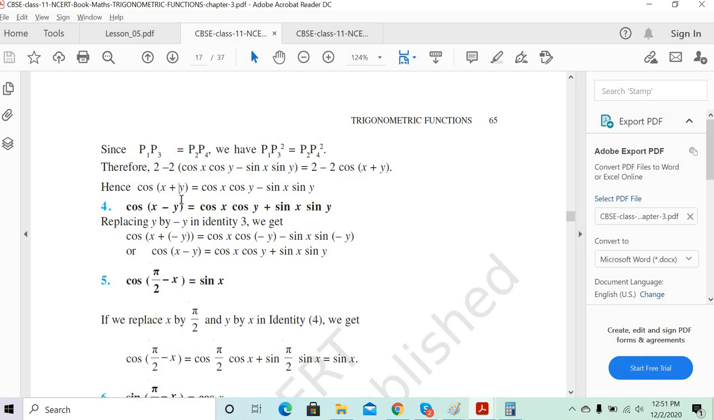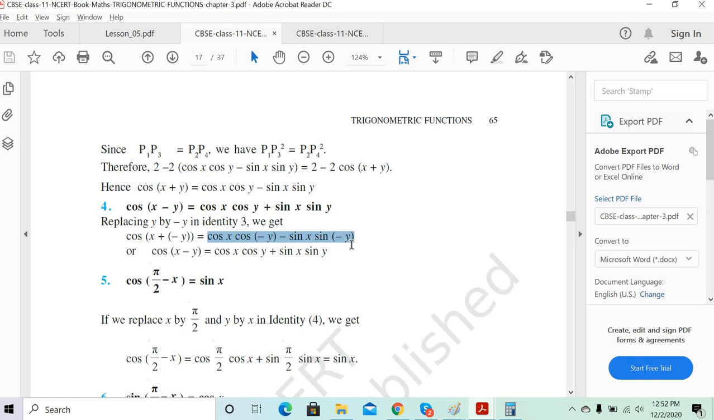So what will become? Cos x, cos of minus y, minus sin x, sin of minus y. So cos of x minus y is equal to cos x cos y, correct? Minus sin x into minus sin y, which is minus sin x sin y. Correct. So minus into minus becomes plus.